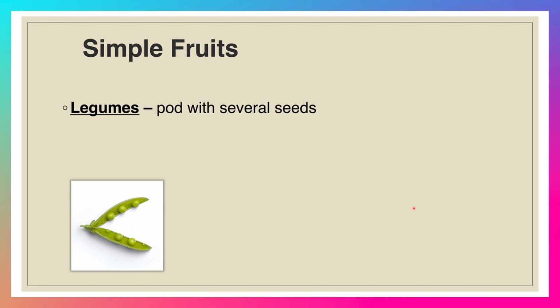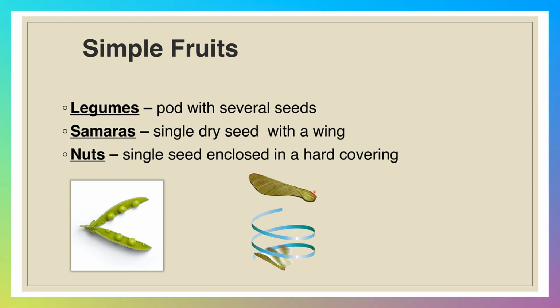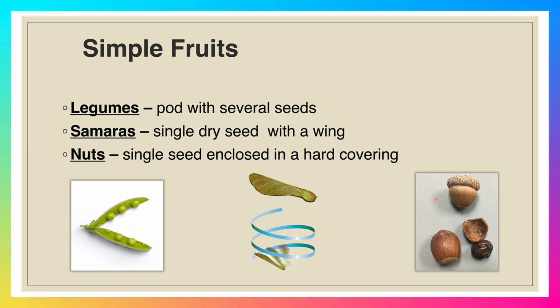Legumes are pods that contain multiple seeds. An example of a legume is a pea plant. Samaras are a single dry seed with a wing. And here's an example of a samara. And you've probably seen these. I think oak trees have samaras. And a nut is a single seed enclosed with a hard covering. And these are acorns. They're examples of nuts.